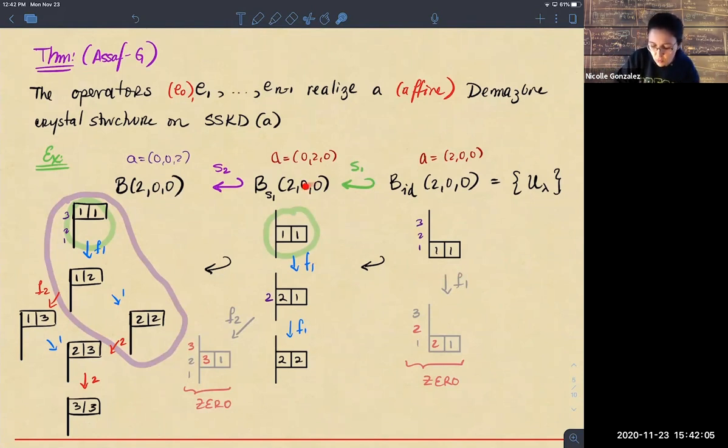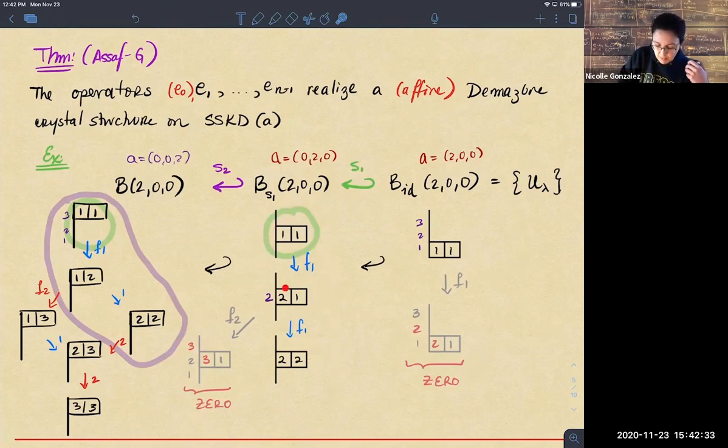Right here, if we go one step further and we were to apply an S1 to this intermediate Demazure crystal, then what we're going to look at is lambda equals 2, 0, 0, same highest weight, but now our shape is going to be S1 acting on that. So our shape is going to give us 0, 2, 0. That's our a. That's this shape. And now you'll see that if you act by F1 on this, you don't get 0. You get exactly what you're supposed to be getting.